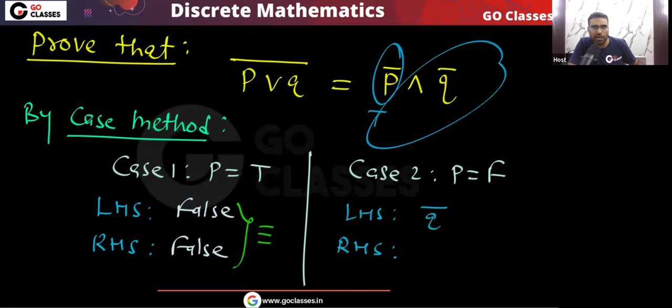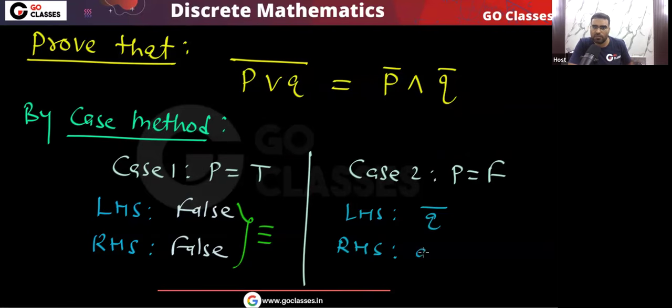And remember, when you put P false in this RHS, then this will become true. True and alpha is alpha. So true and Q bar is Q bar. So did you notice that they are also equivalent?